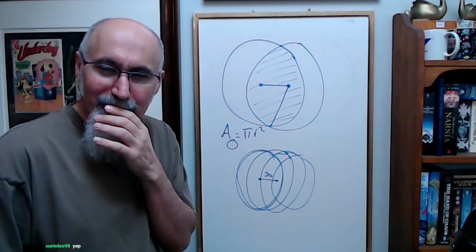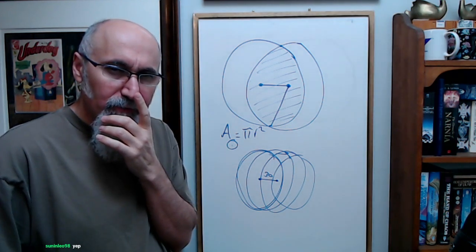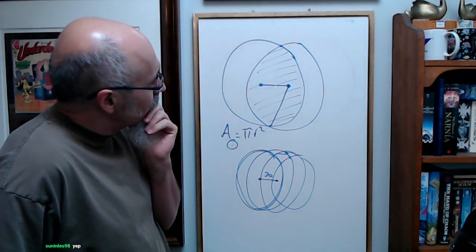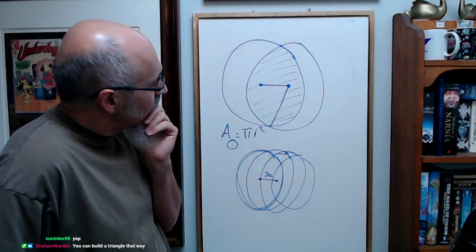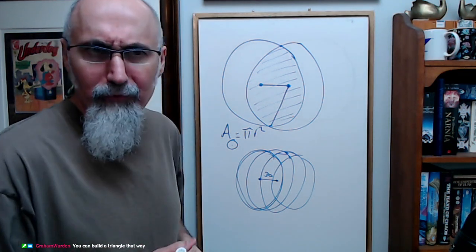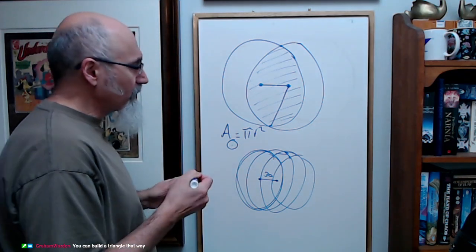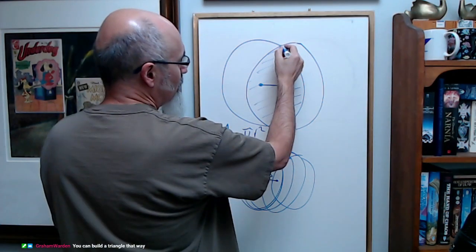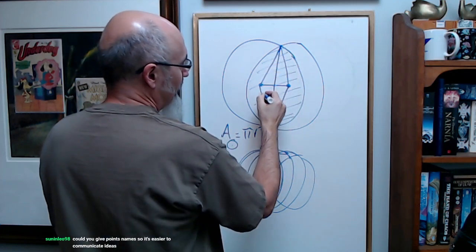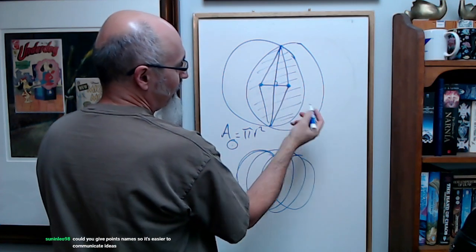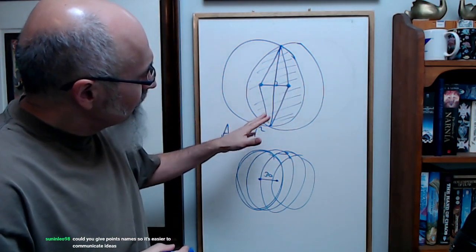I'm looking at the screen right now, trying to visualize it. Yeah, that would be 50. Good question, Gina. You can build a triangle that way for sure, but it's just going to be an approximation, right? If you can draw this, you got your diamond, you got right angle triangles for the Pythagorean theorem.